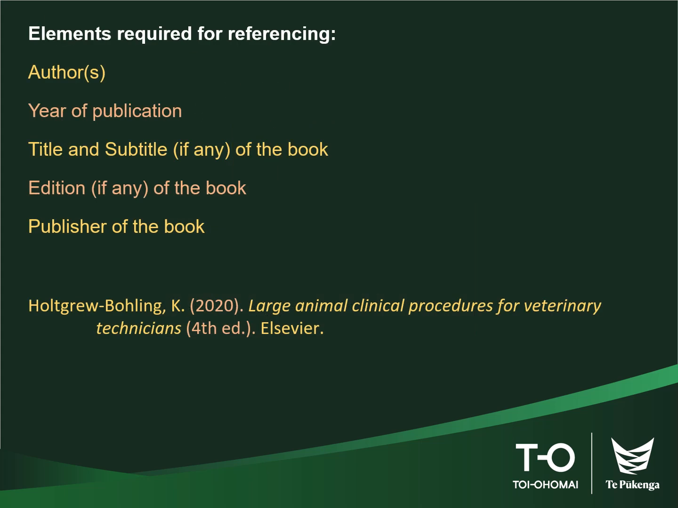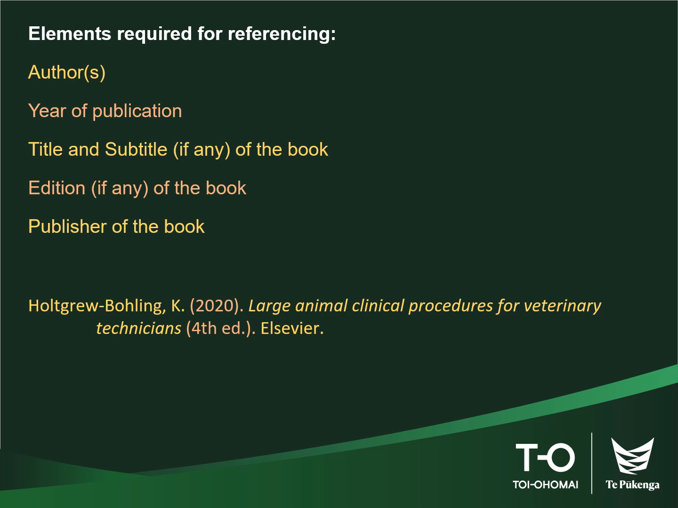Taking all these elements into account, we will now create our reference entry. You can see that the author's name is inverted, so the last name comes first, followed by a comma, and then the initial, which is punctuated with a full stop. Then comes the year of publication in round brackets, followed by a full stop.